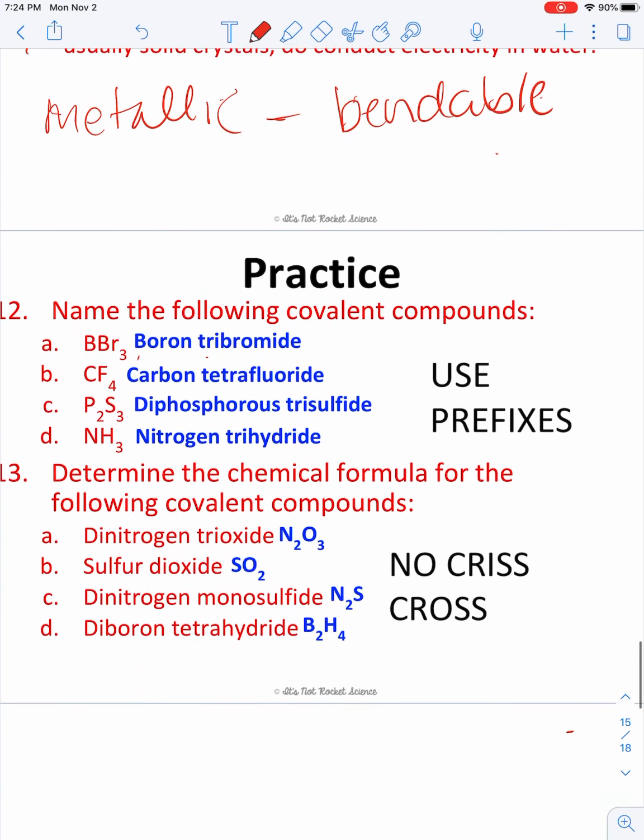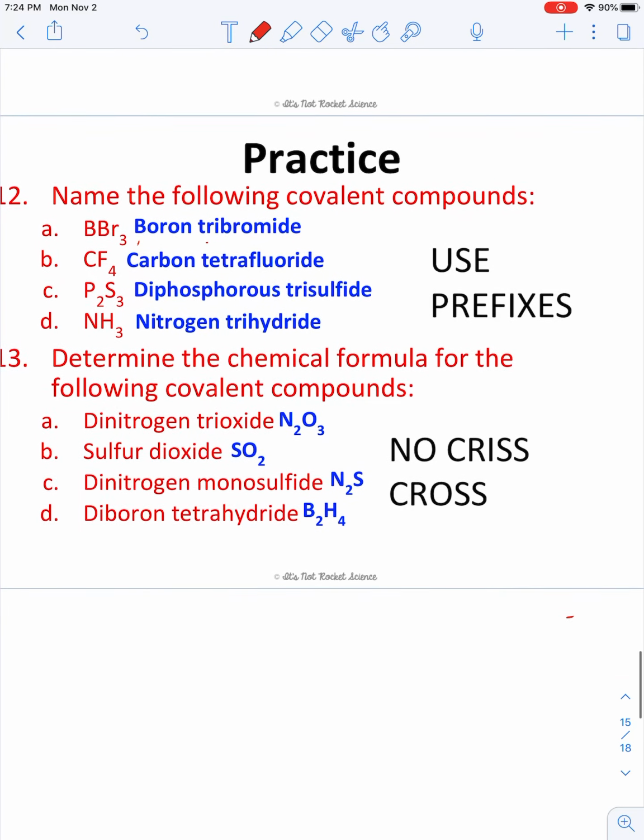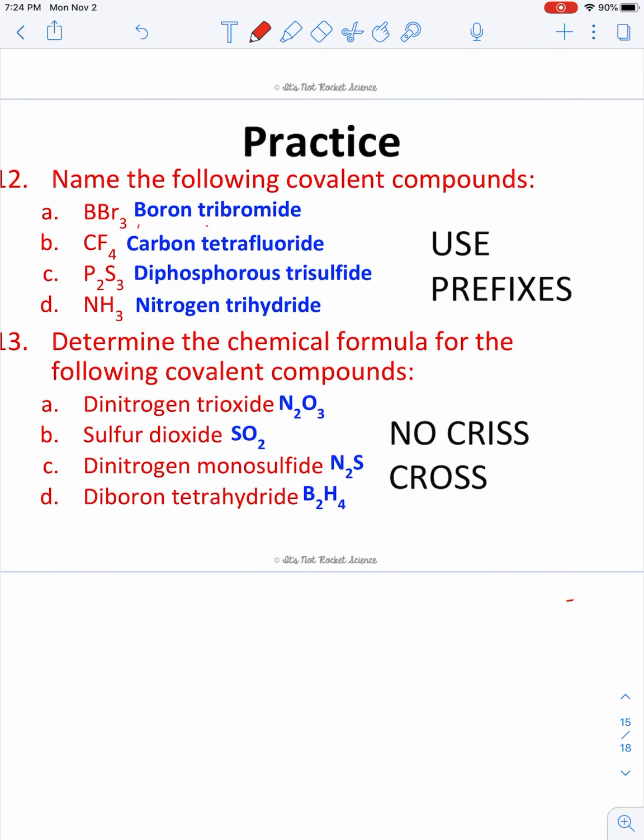All right. Now, when we're naming covalent compounds, we have to use the prefixes because you can have many different compounds that are made up of the same thing. So notice that we don't use mono on the first element, but we use tri on the second element, and we put IDE on the end. These prefixes are going to be given to you. Do not try to crisscross or anything like that. You've just got to be more descriptive when you are naming covalent compounds.